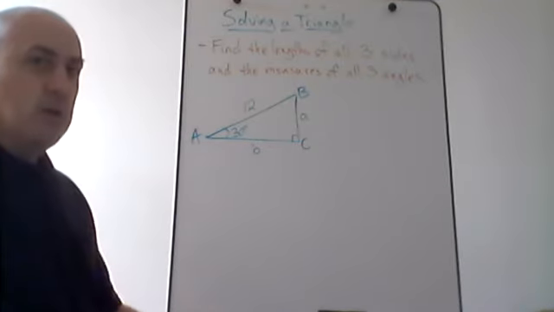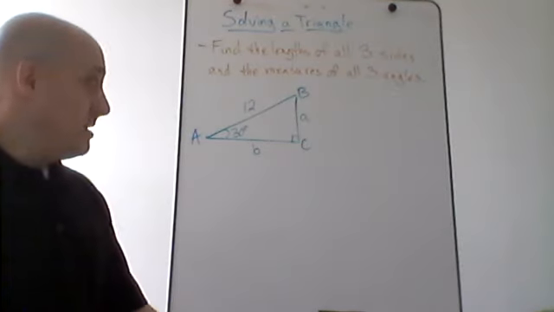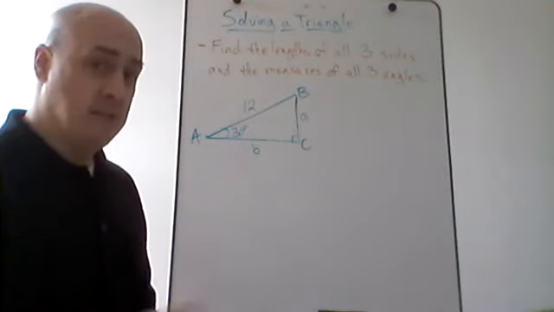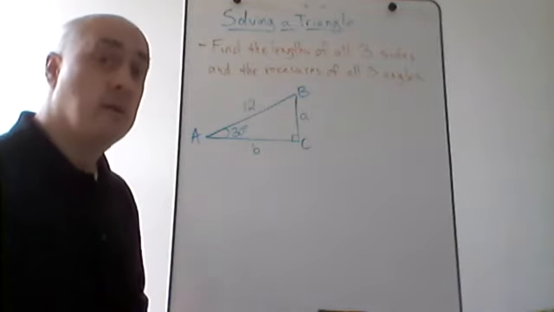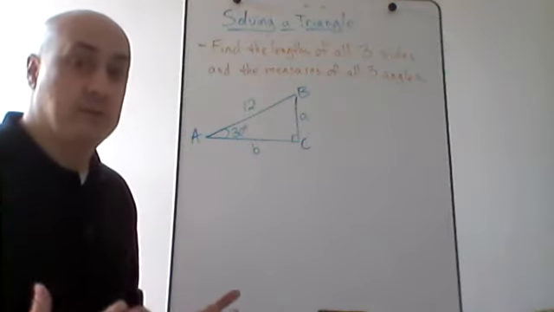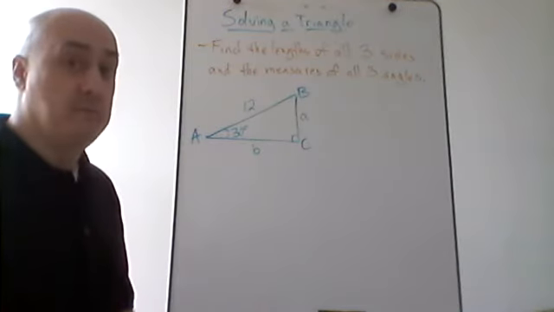Alright, in this video we're going to talk about solving a triangle, and we're going to do an example of that. First off, what it means to solve a triangle is to find the lengths of all three sides of the triangle and also the measures of all three of the angles. So it's basically getting all the information about the triangle: all the sides, all the angles. If you know all of that, you have solved the triangle.